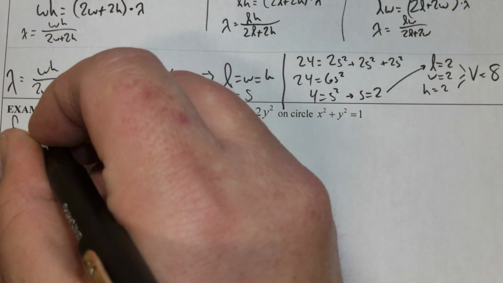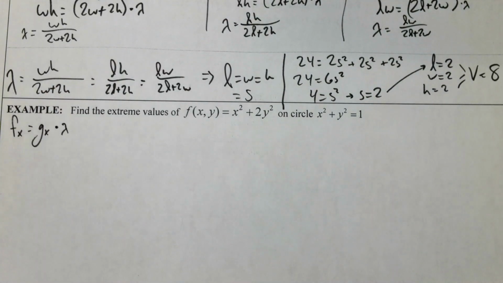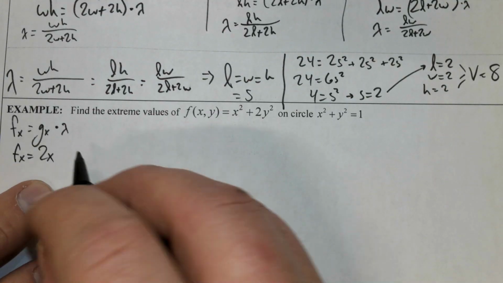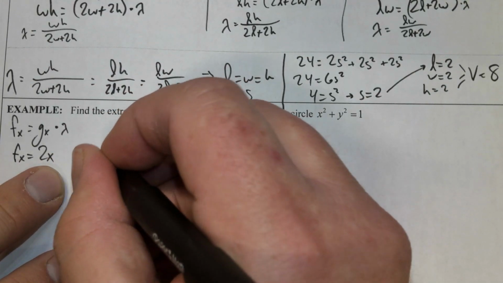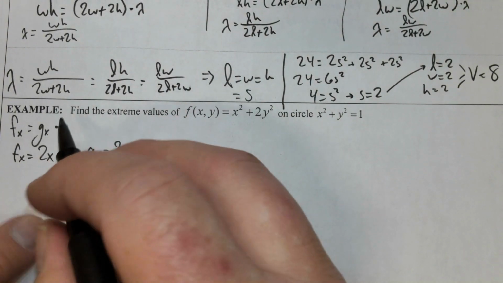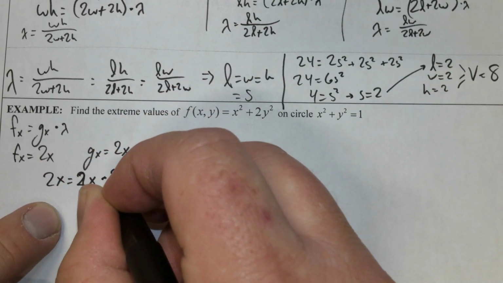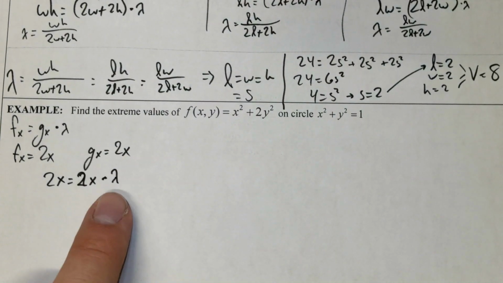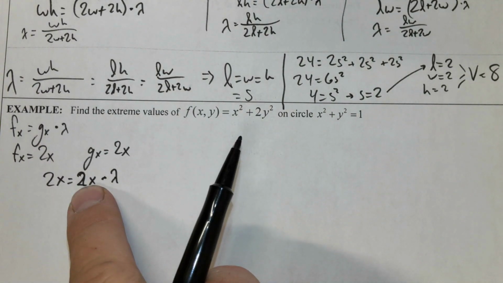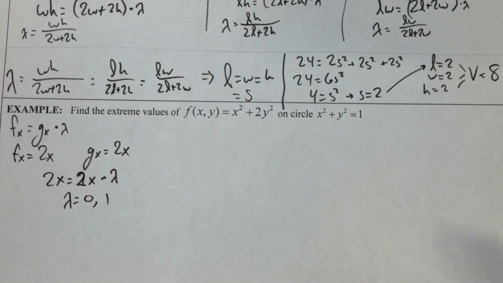You can use a little logic and find it, but again, what I'm going to do is take f sub x and set it equal to g sub x times that lambda value. Well, f sub x, the partial with respect to x, is 2x. G sub x, the partial with respect to x, is just 2x. And so here we have 2x equals 2x times lambda. And the only way this is possible is if lambda equals 0 or 1.